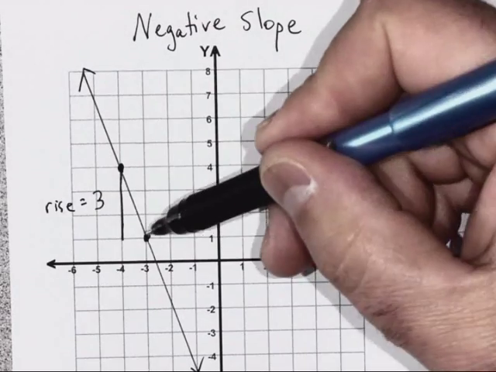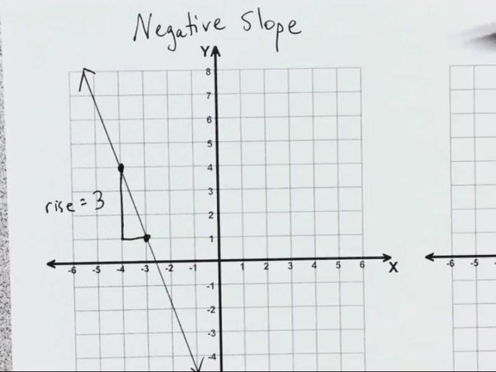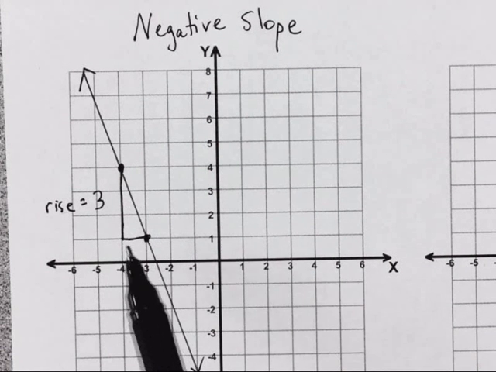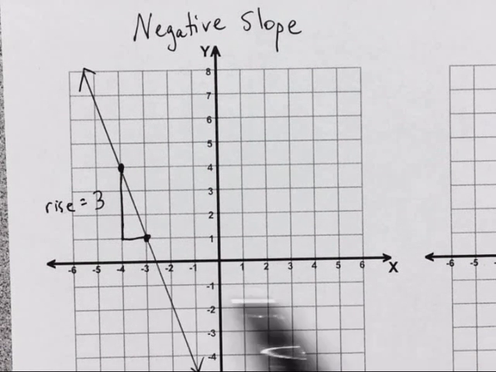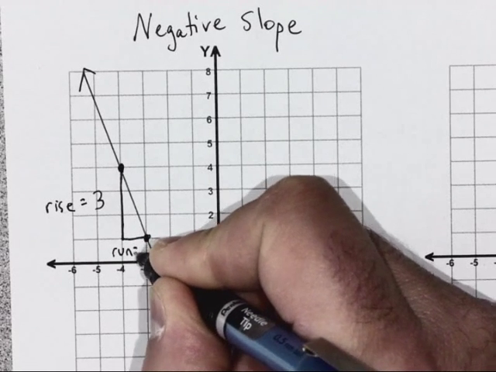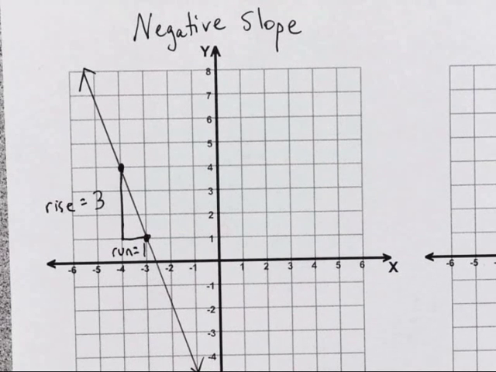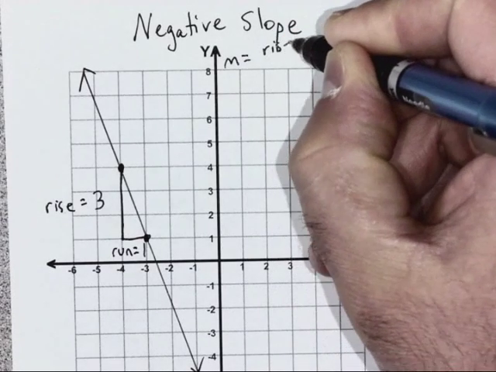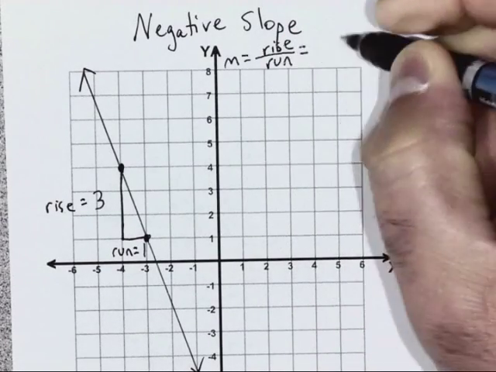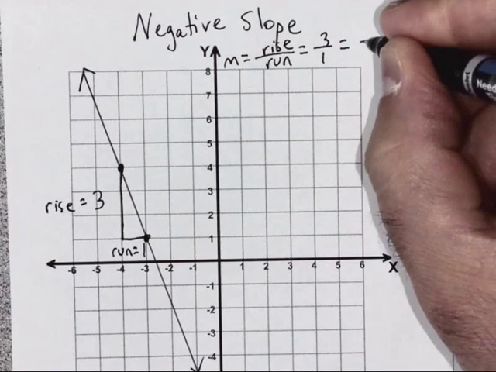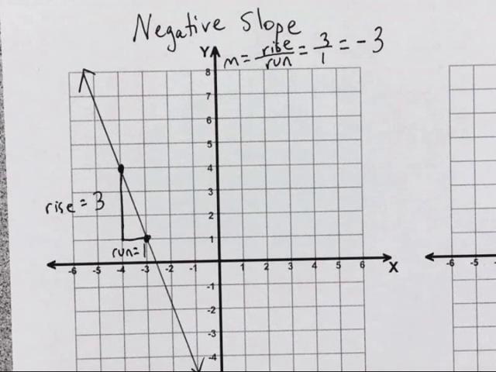Then the run is the horizontal change between those 2 points. There is a change of 1 unit between those 2 points. The x-coordinate of this point is negative 4. The x-coordinate of this point is negative 3. So that's a difference of 1 unit. So the run equals 1. Once again we can find the slope by doing the rise over the run. So 3 over 1, which equals 3, and of course this is negative slope, so we say negative 3.